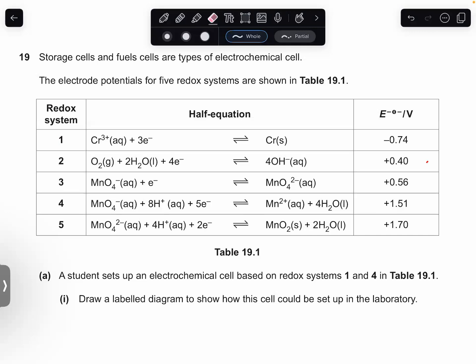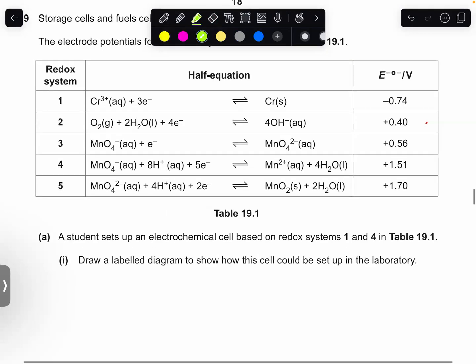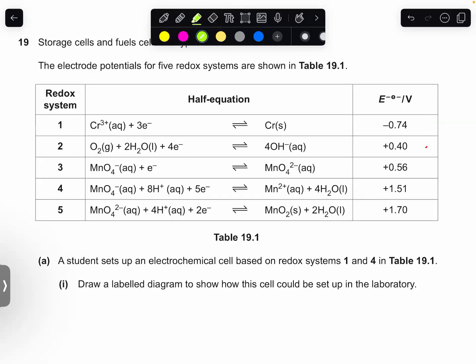We will be looking at question 19, October 2021 paper. This is an electrode potentials question. It says storage cells and fuel cells are types of electrochemical cells. The electrode potentials for 5 redox systems are shown in table 10.19.1. A student sets up an electrochemical cell based on redox systems 1 and 4.